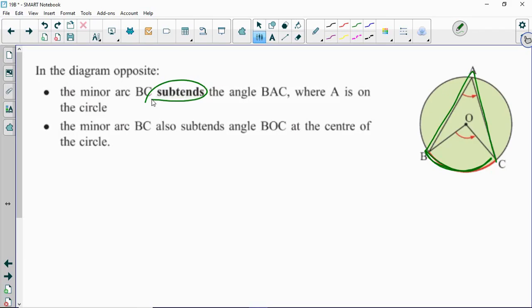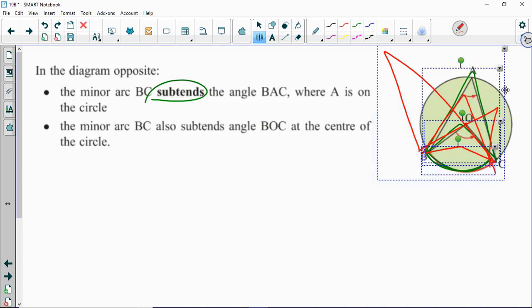It is true, however, that that arc also subtends a second angle. It subtends the angle BOC. In fact, it subtends a whole lot of angles. Here's another one. Here's another one. Here's another one. Here's another one. Really, any angle that has its endings on the 2 ends of that arc, the arc subtends all of those possible angles. Now, new strange vocabulary aside, hopefully it is clear that any arc subtends infinitely many angles.